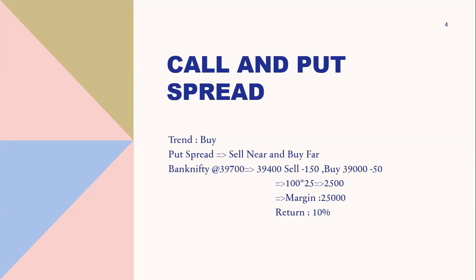How do we know the trend? We can know the trend by the indicator plus the VIX. If the indicator is giving a buy and the VIX is falling, it means the market is bullish. So what we have to do is attend the put spread. We sell a nearby OTM put option and buy a far away put option. For example, Bank Nifty at 39,700: sell 39,400 and buy 39,000. The difference in the premium we collect.